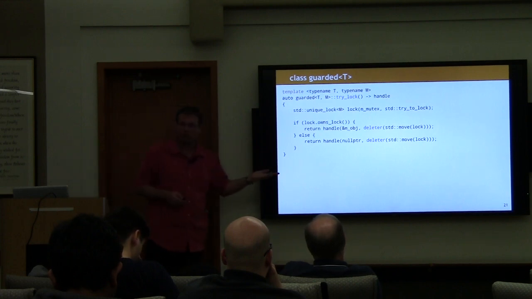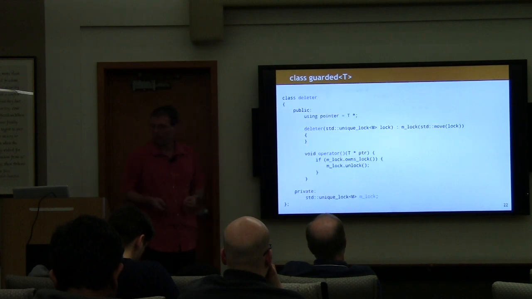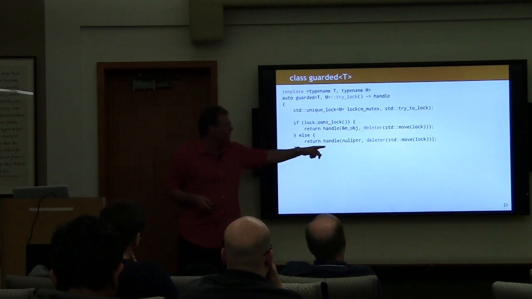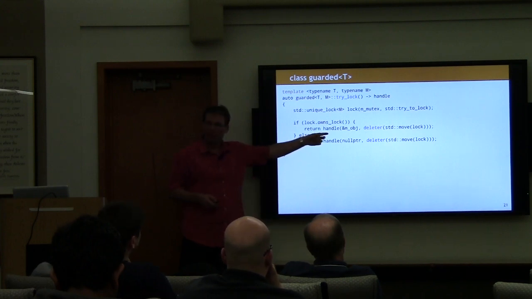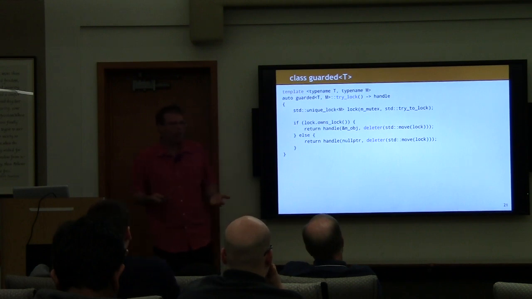Try lock is fairly simple. You can implement it in terms of try lock in the underlying mutex, assuming that the underlying mutex has a try lock. And note, when you get a handle back from try lock, you get a valid one if the lock succeeded, or a null pointer if the lock didn't. Well, this is nice. Null pointer is a pretty standard way to deal with that operation failed. I have a unique pointer, it's null. I can test for that. It's fairly clear in the code what's going on here.